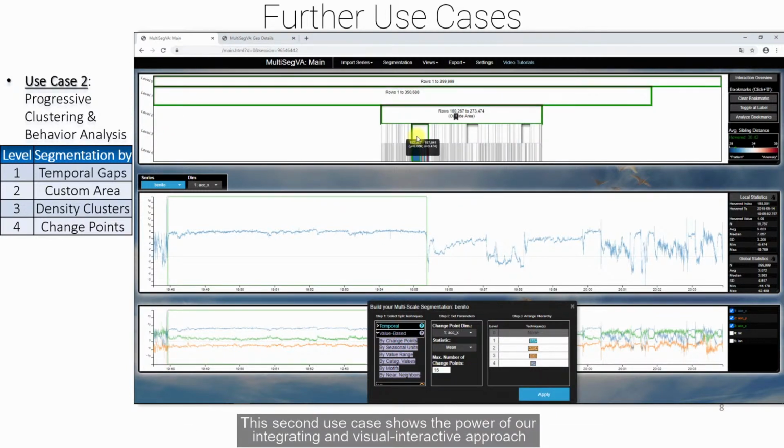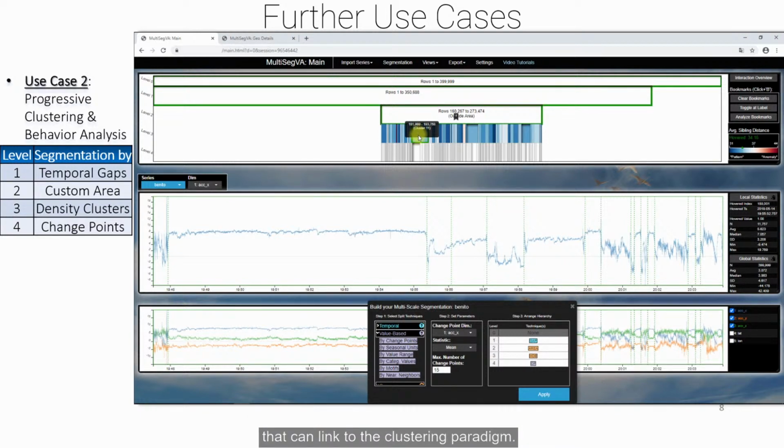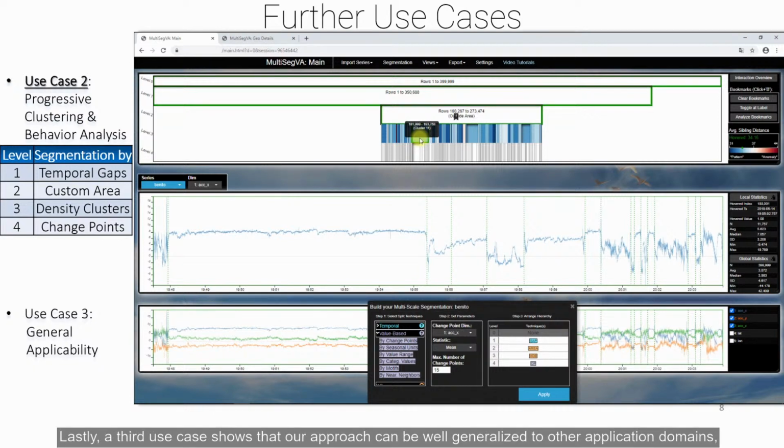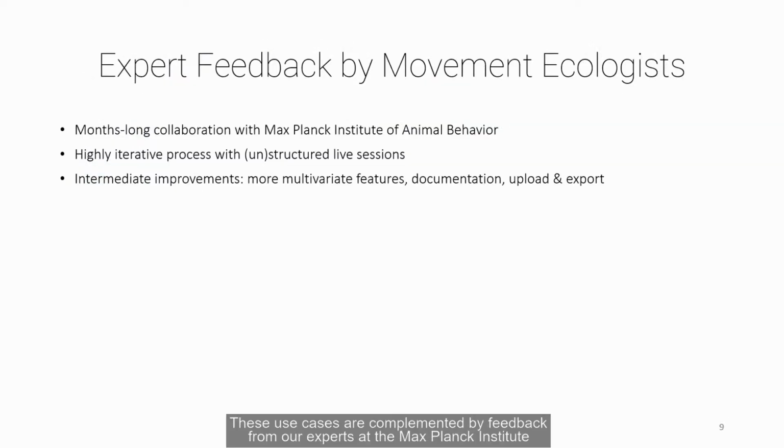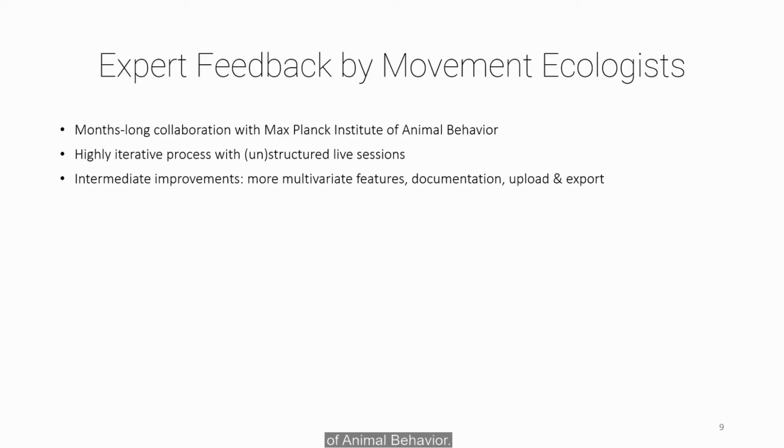This second use case shows the power of our integrating and visual interactive approach that can link to the clustering paradigm. Lastly, a third use case shows that our approach can be well generalized to other application domains. Here we take the example of power networks. These use cases are complemented by feedback from our experts at the Max Planck Institute of Animal Behavior.